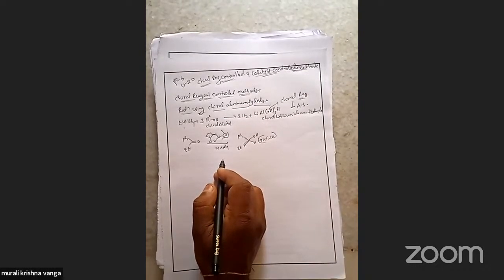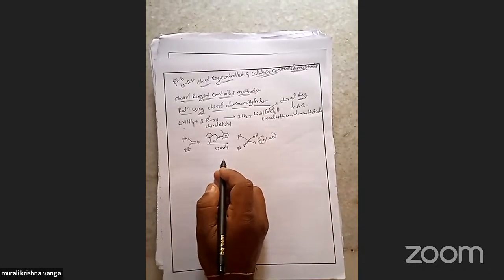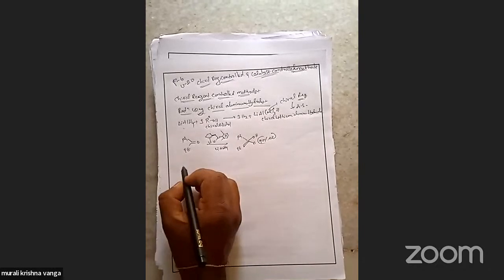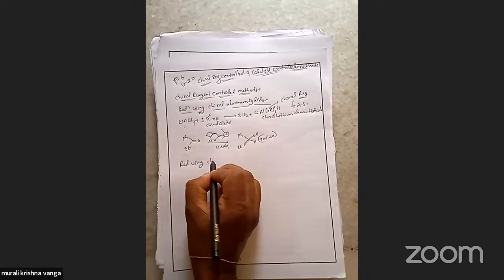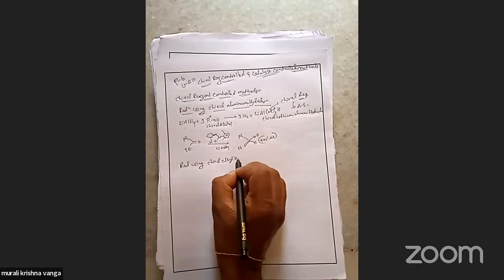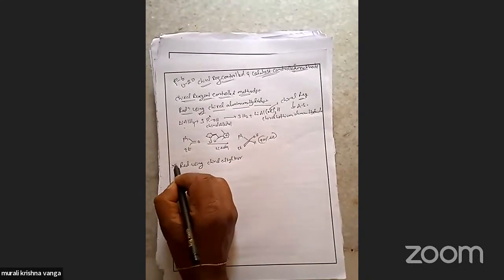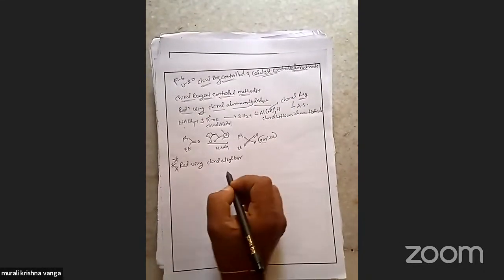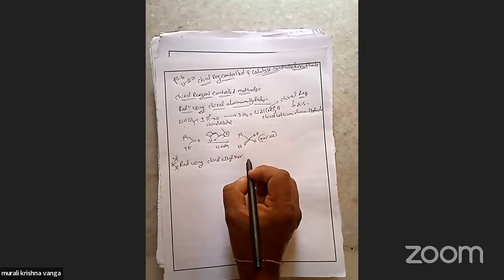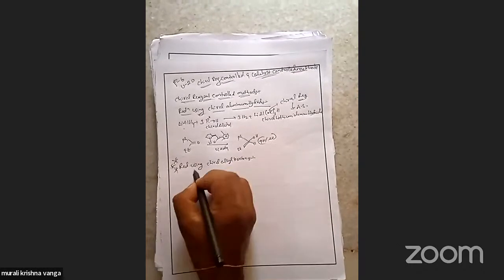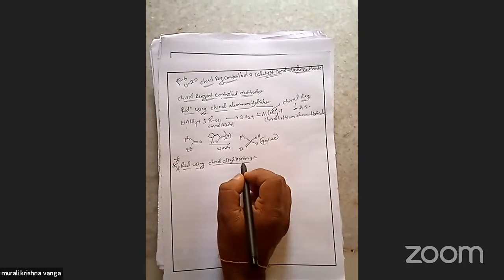Okay, this is the mechanism. Next, we are going to reduction using chiral alkyl boranes. This is very, very important, reduction using chiral alkyl boranes.